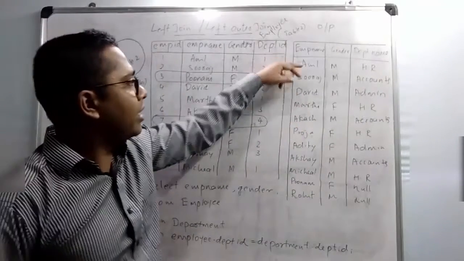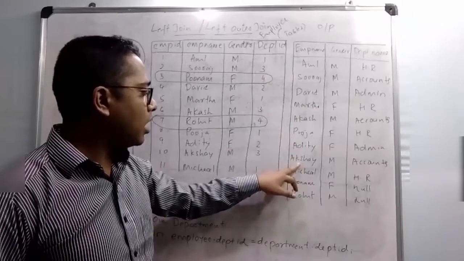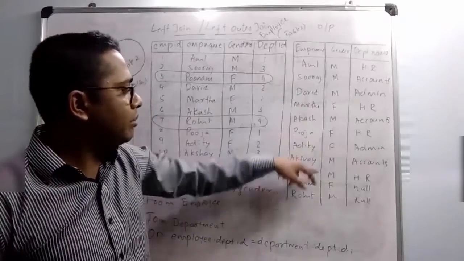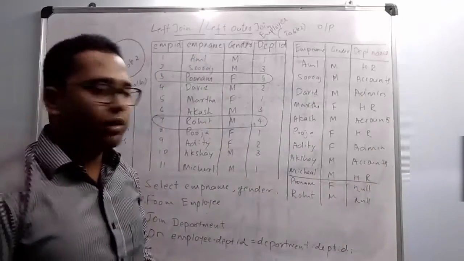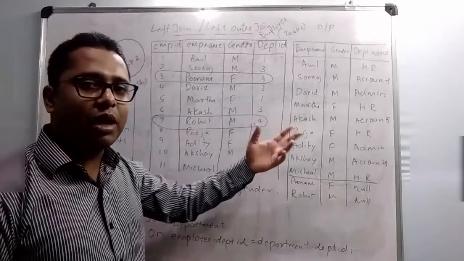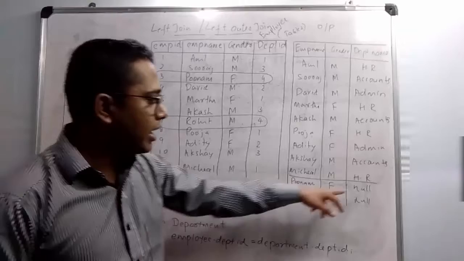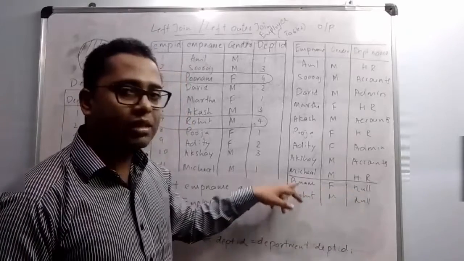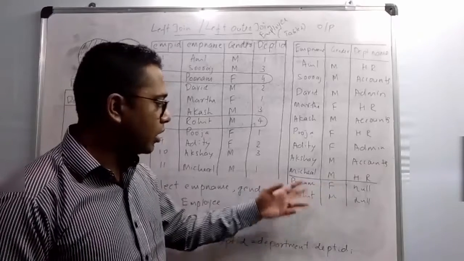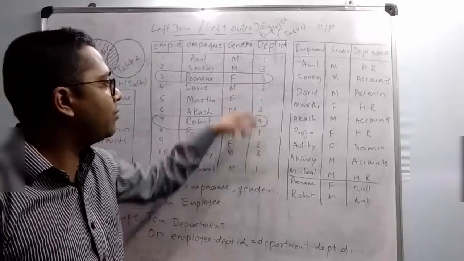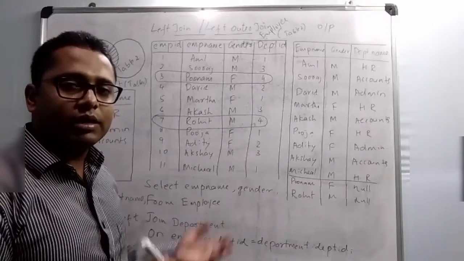We'll get records like this: Anil, Suraj, David, Martha, Akash, Pooja, Aditi, Akshay, and Michael. For these many records till here, these are the matched records. For these we will find the department ID in both the tables. But for these records we don't have any department for these users: Poonam and Rohit. These two records have the department ID 4, and we don't have any department with the department ID 4 inside our department table.